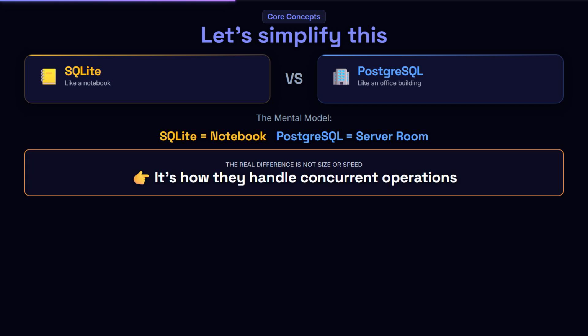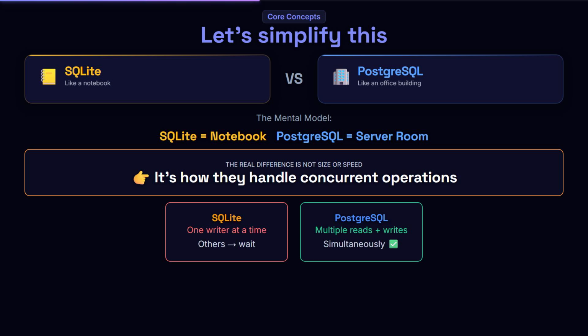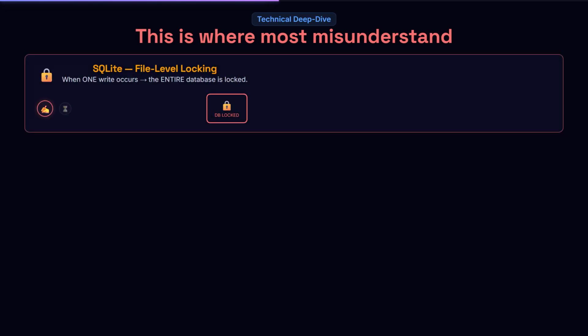Now here's the key difference, which is concurrency. SQLite allows one write at a time. Others have to wait. Meanwhile, PostgreSQL allows multiple reads and writes together. That's the real shift. So why does SQLite struggle?